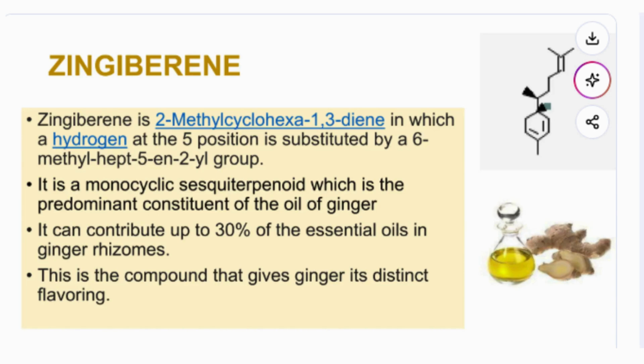Another example is zingiberene. Zingiberene is a 2-methylcyclohexa-1,3-diene in which a hydrogen at position 5 is substituted by a 6-methylhept-5-en-2-yl group. So it is a monocyclic sesquiterpenoid which is the predominant constituent of the oil of ginger. It can contribute up to 30% of all the essential oils in ginger rhizomes. So this is the compound that gives ginger its distinct flavoring.